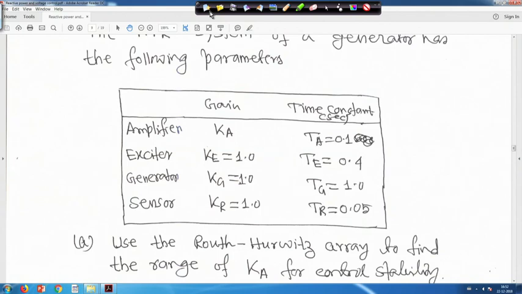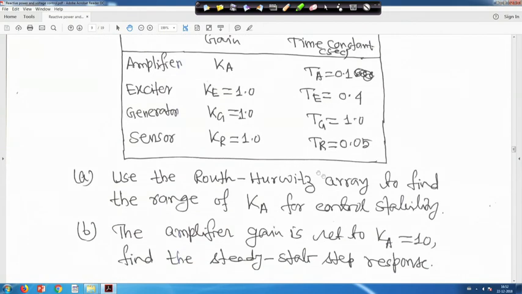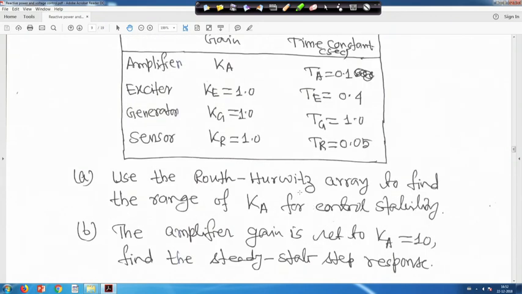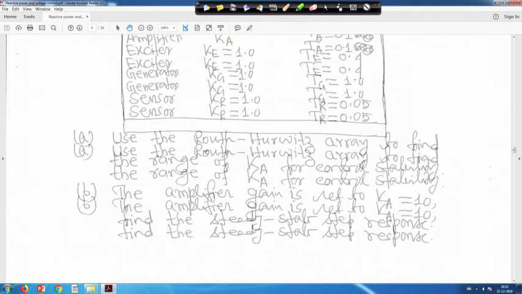Now suppose that gain Ka is unknown, Ke, Kg, Kr values are all unity, and Ta is 0.1, Te is 0.4, Tg is 1 and Tr is equal to 0.05. Now, it is given that you have to use the Routh-Hurwitz array to find the range of K for control stability. The amplifier gain is set to K equal to 10, find the steady state response. Routh-Hurwitz criteria, you know this, but a little bit we will brush up our memories.